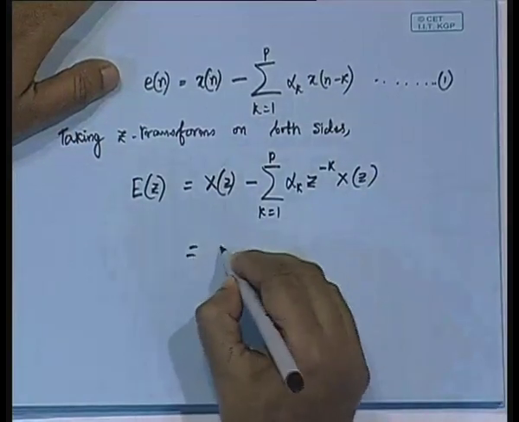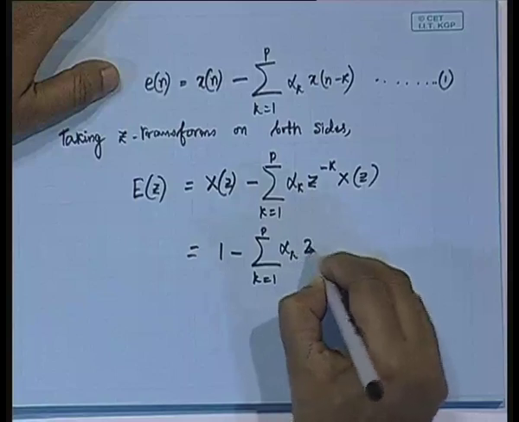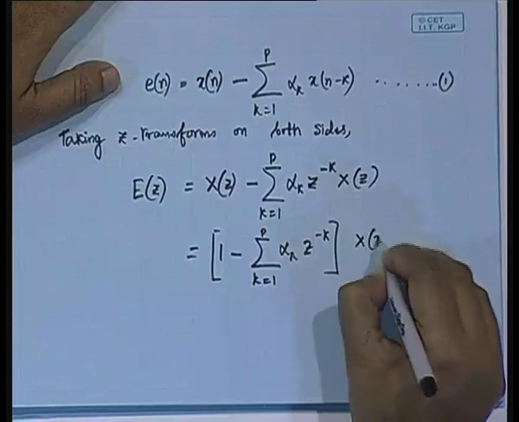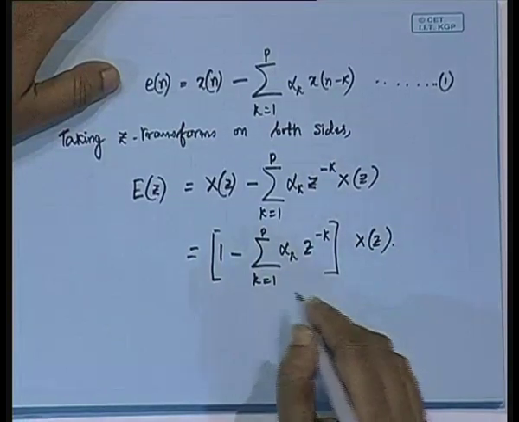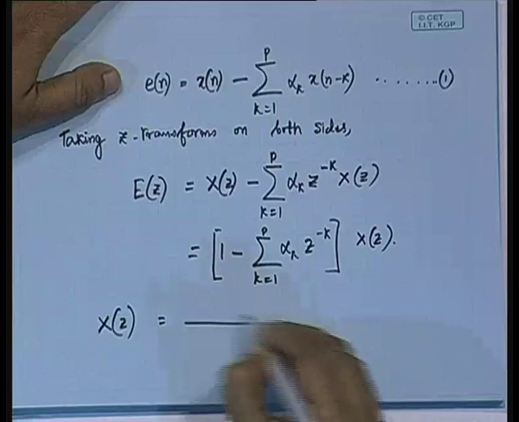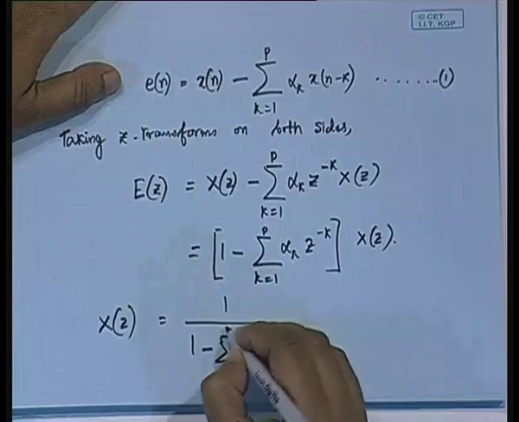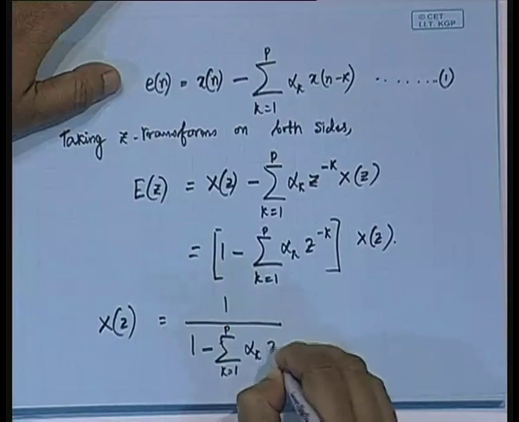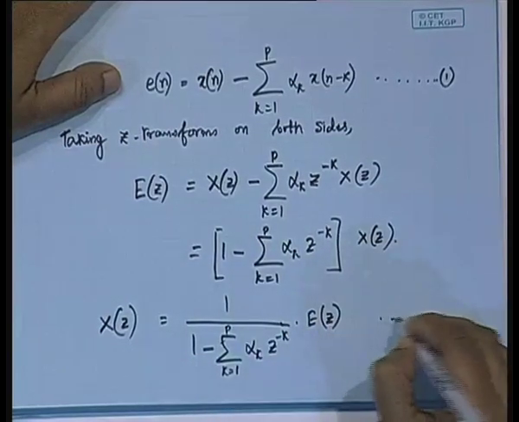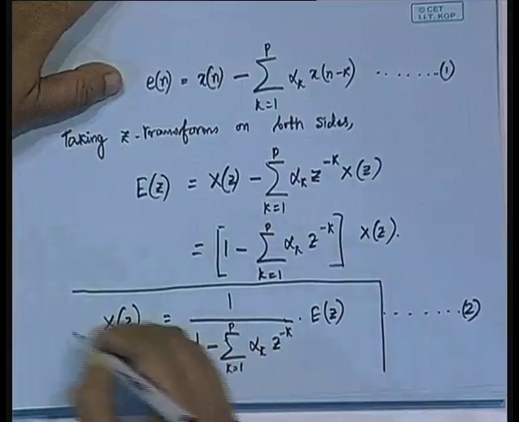And this we can write as 1 minus summation k is equal to 1 to p alpha k Z to the power minus k, this whole thing multiplied by X of Z. So, then in that case we can rewrite this equation as X of Z equals 1 upon 1 minus summation k is equal to 1 to p alpha k Z to the power minus k, times E of Z. Now, this we are calling equation 2, but let us make a note of this equation.